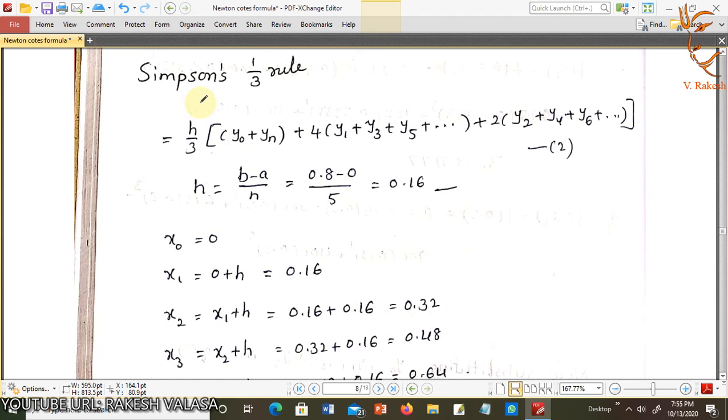We know the formula for Simpson's 1 by 3 rule. That means h by 3 into y naught plus yn plus 4 into odd ordinates, that means y1 plus y3 plus y5 and so on, plus 2 into even ordinates y2 plus y4 plus y6. Here h for multiple function, h equal to b minus a by n, is already given, that is 5 segments. 0.8 minus 0 by 5, that equals 0.16.